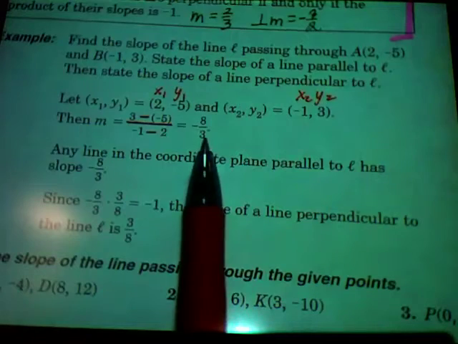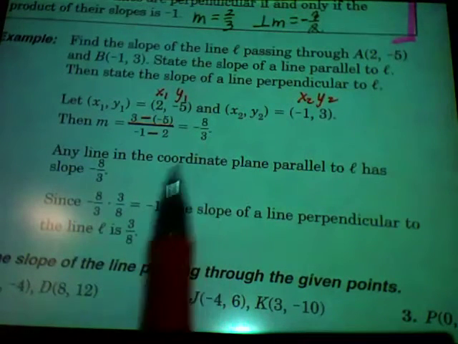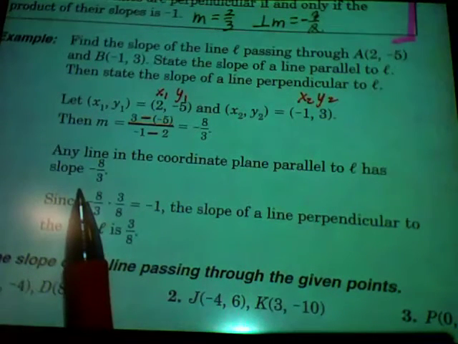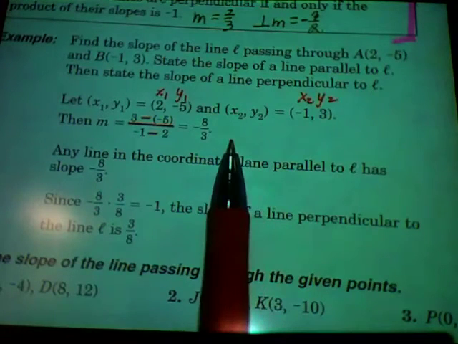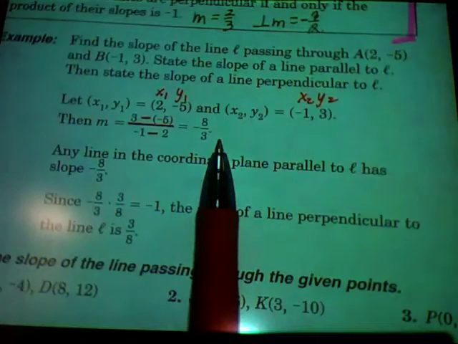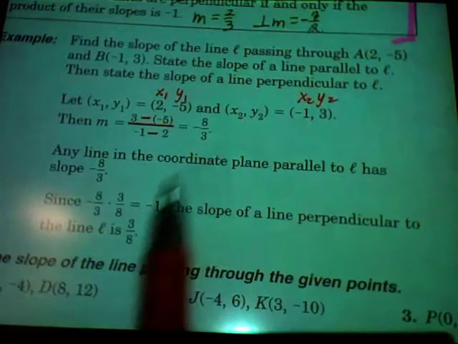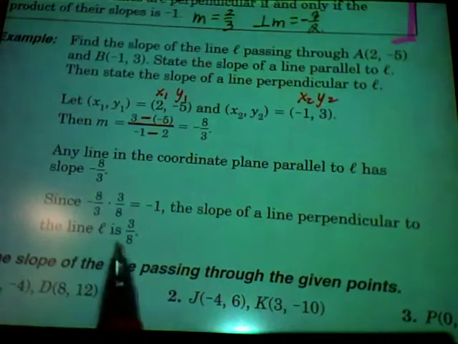Wouldn't the parallel line have the same slope? It was kind of a trick question. That's why the parallel slope is negative 8/3. And the perpendicular slope, what's the opposite reciprocal? Positive 3/8. And so that's why they have the perpendicular slope there.